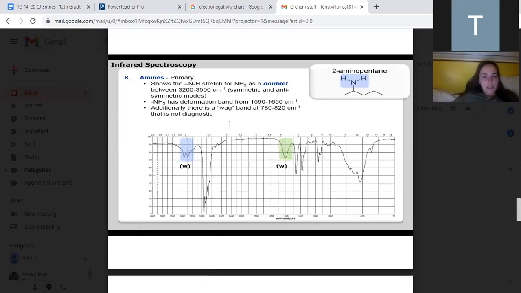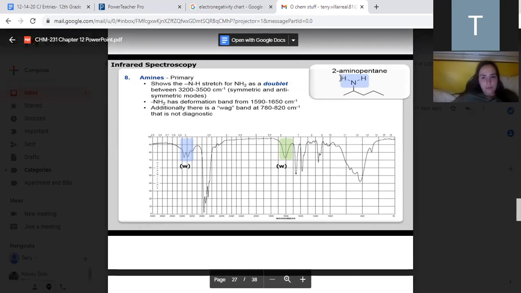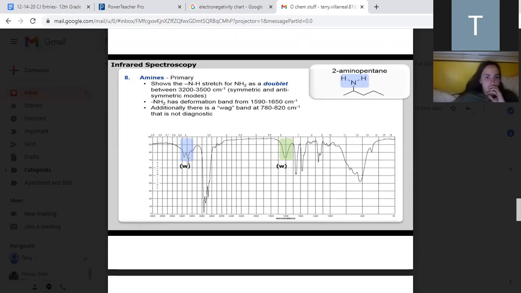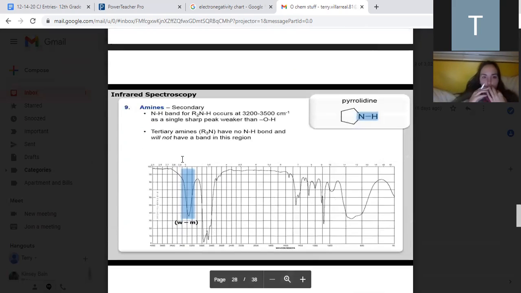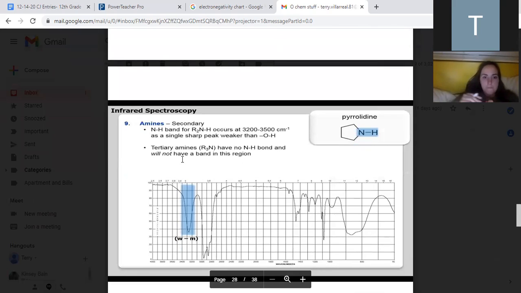So basically, if you notice, how many hydrogens does my nitrogen have? Two. What do you notice about the peak? What would you expect a secondary amine to be different? Same region, probably, yes, but not as many. It would just have one peak. If it's a tertiary amine, there'll be nothing there because there are no nitrogen-hydrogen bonds.